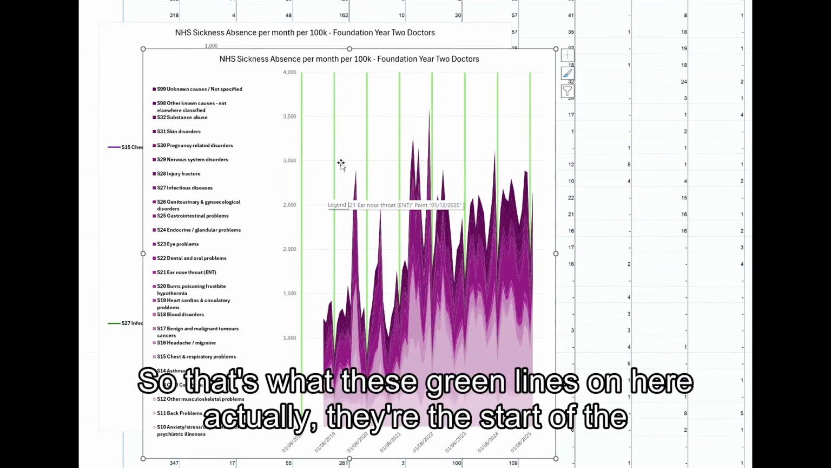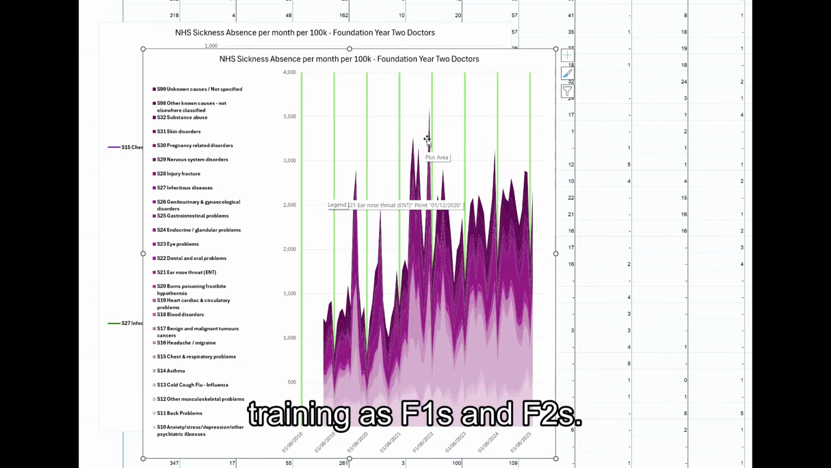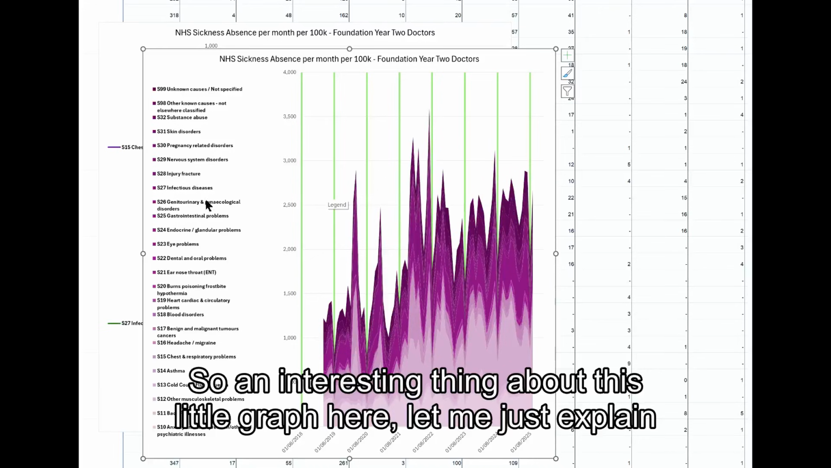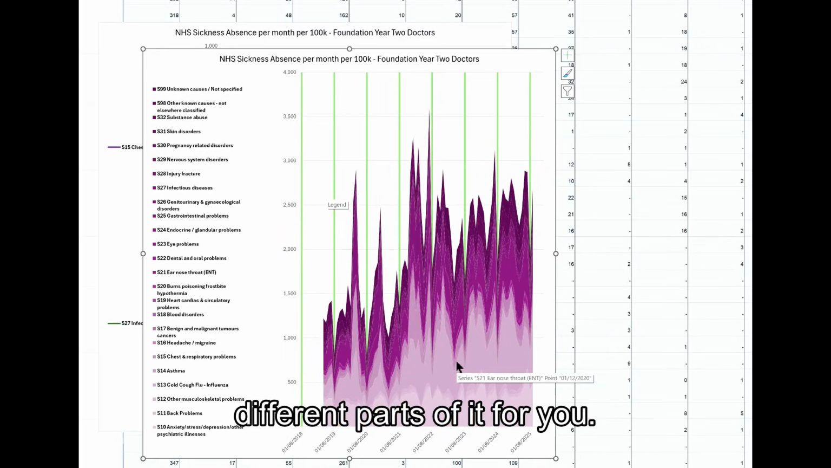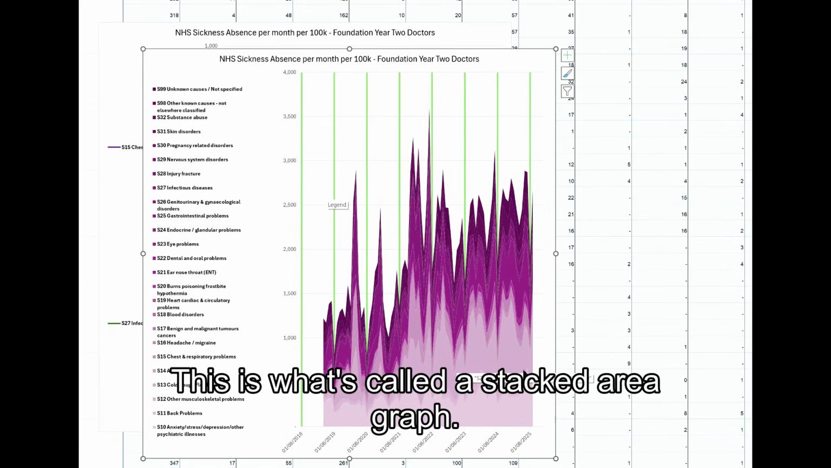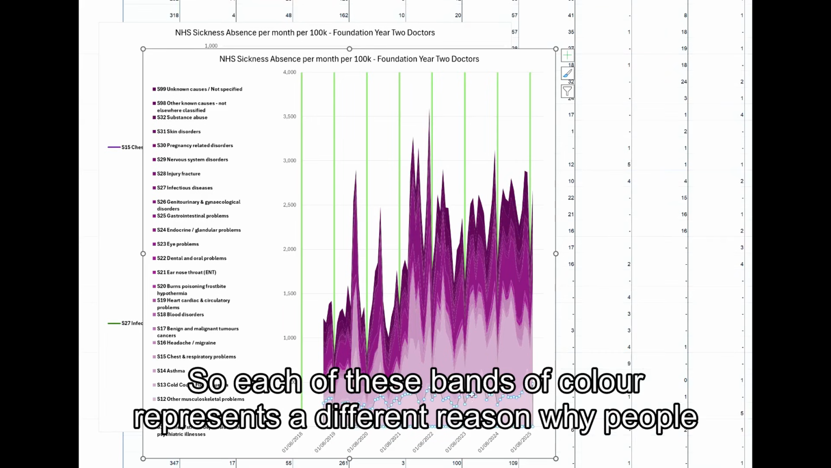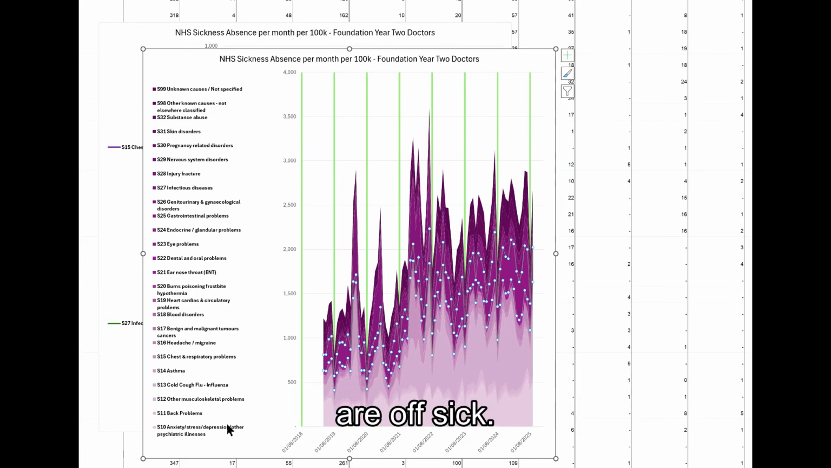So that's what these green lines on here are. They're the start of the training as F1s and F2s. An interesting thing about this little graph here, let me just explain different parts of it for you. This is what's called a stacked area graph. Each of these bands of color represents a different reason why people are off sick.